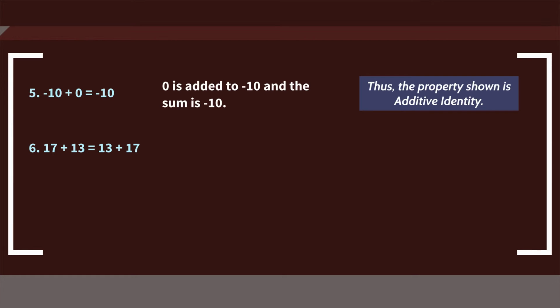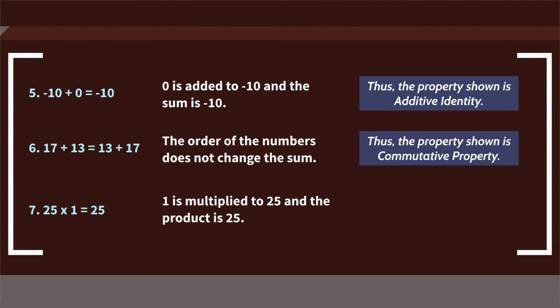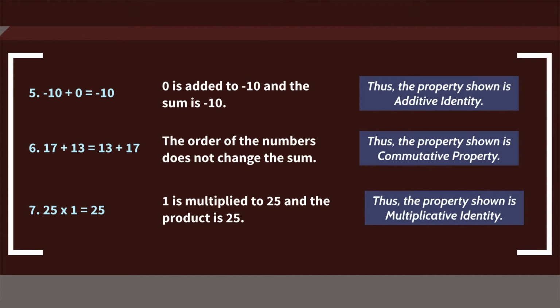For the sixth example, we have 17 plus 13 is equal to 13 plus 17. This one's pretty easy. As you can see, we interchanged the places of the addends, but they still yielded the same answer. The order of the numbers does not change the sum. Thus, the property shown is the commutative property. Next, we have 25 times 1 equals 25. This is also one of the identity properties. 1 is multiplied to 25 and the product is 25. Thus, the property shown is the multiplicative identity.